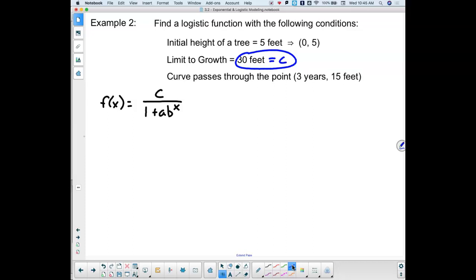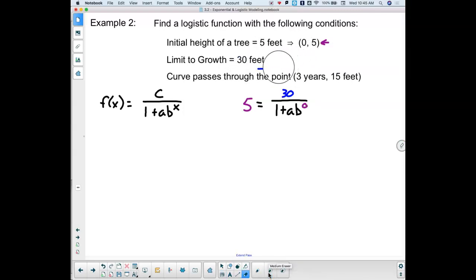So that tells me, if I want to use this one up here, my initial height, that would be 5 equals 30 divided by 1 plus ab to the 0 power. So that we can actually see it. So we'll just do it this way. Okay. b to the 0 power is 1, times a is a. So that gets me 5 equals 30 over 1 plus a.